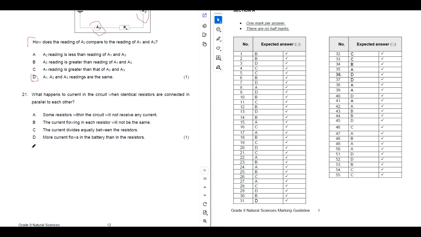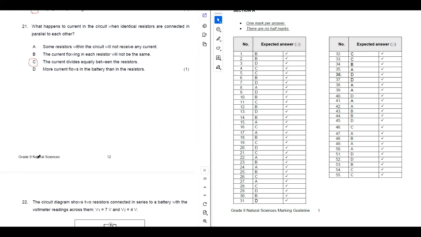will be D. Okay, and then next we will move to question 21, which says: what happens to current in the circuit when identical resistors are connected in parallel to each other? And we can see that the current divides equally between the resistors. So our answer will be C.